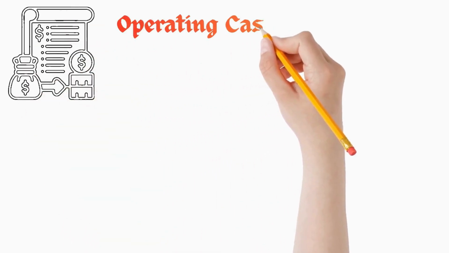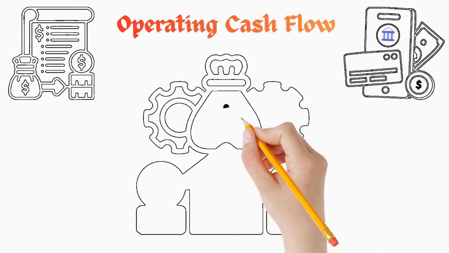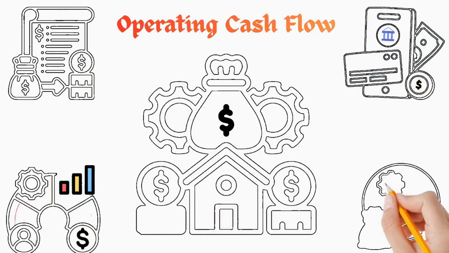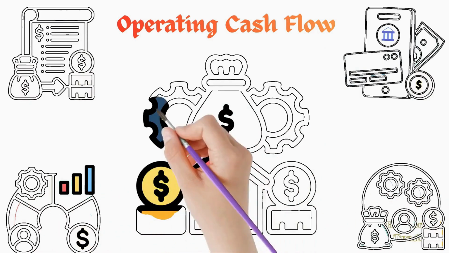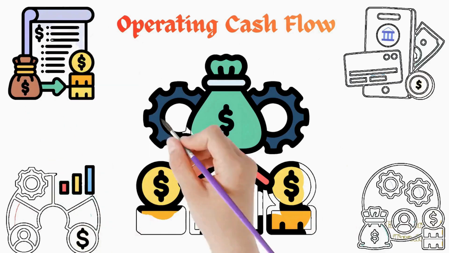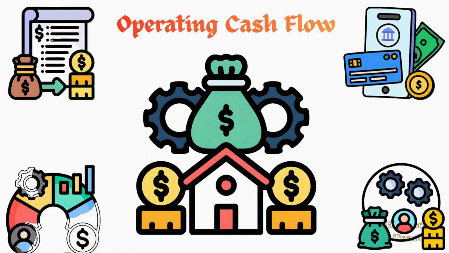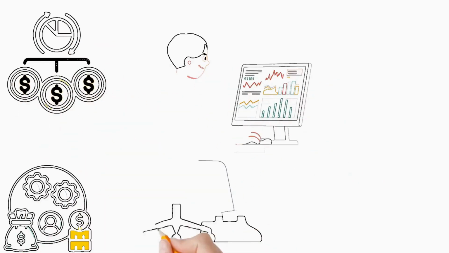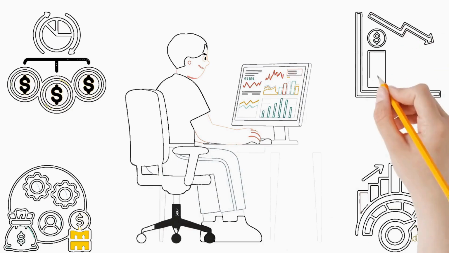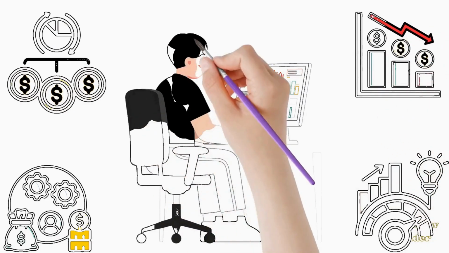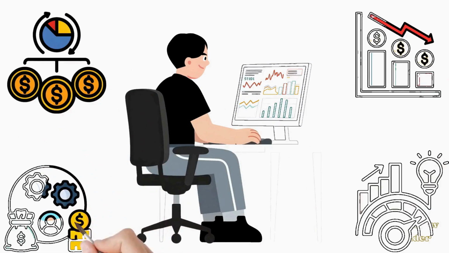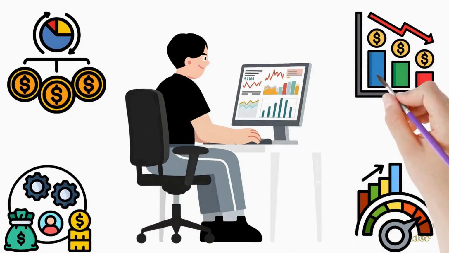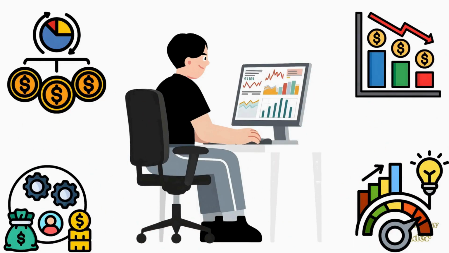Operating cash flow represents cash generated from a company's primary business activities. It includes cash received from customers and payments for expenses like wages, rent, and utilities. This section is crucial because it shows whether the company can generate enough cash from its core operations. Investors prefer companies with consistent and strong operating cash flow, as it reflects efficiency and sustainability. Weak operating cash flow may signal underlying problems, even if the company reports strong profits.